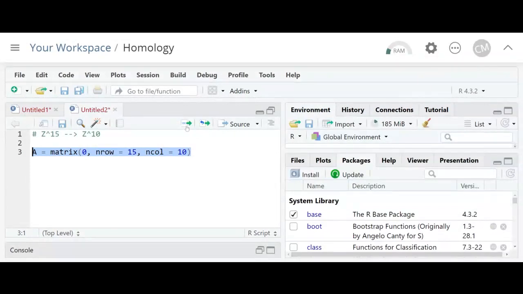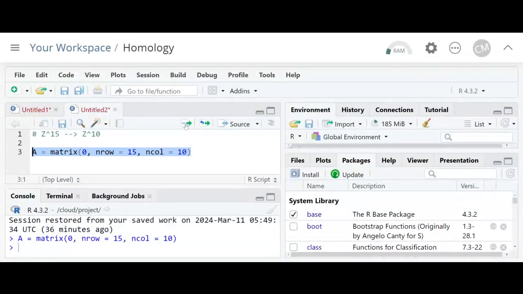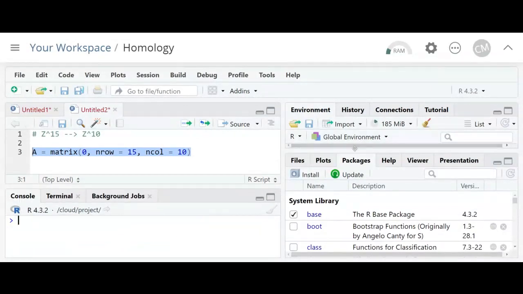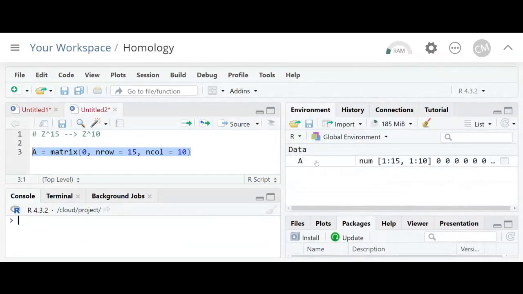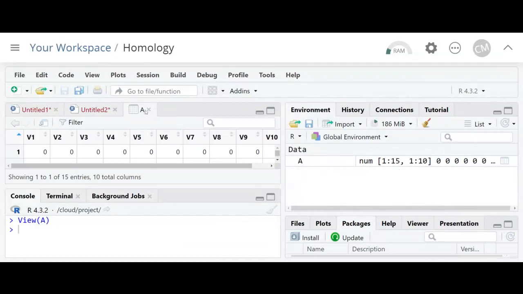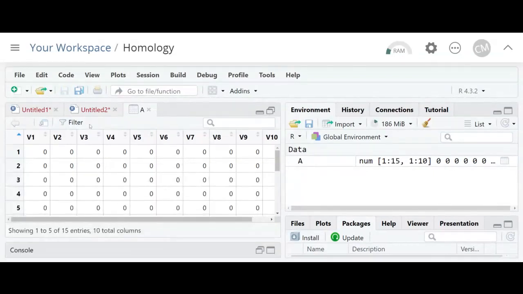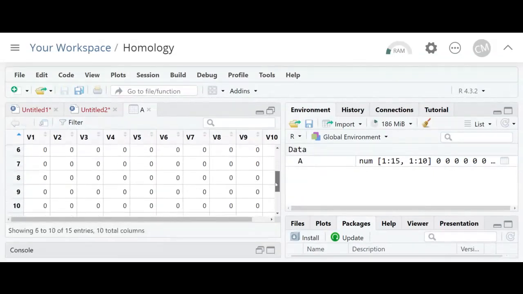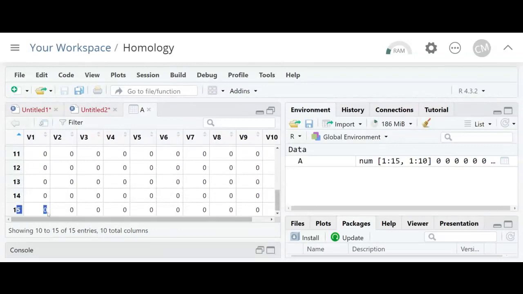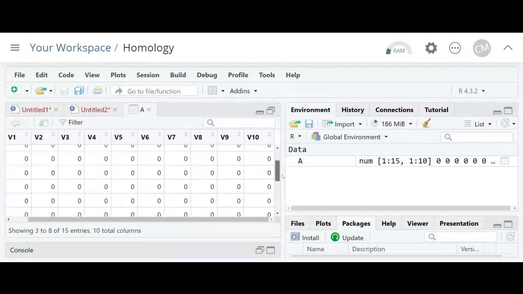If you select the line and you click on this button called Run, in the environment panel, you see you've created your matrix. So now if you click on the matrix, it will open up a window for you. So this is your matrix where you can just explore your matrix. You can see 15 rows, and it's just filled with zeros everywhere.